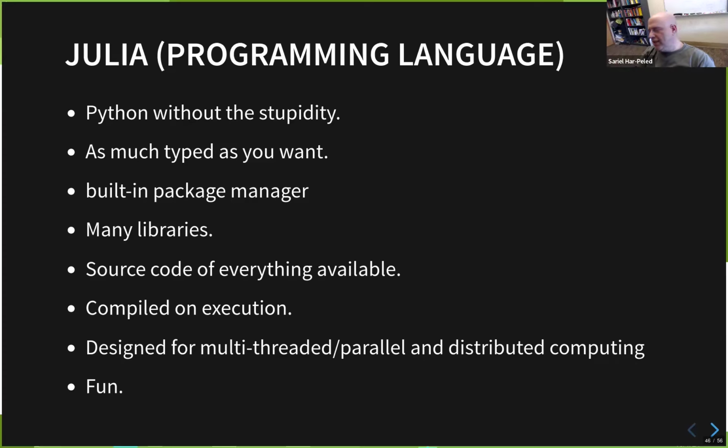Now, unlike Python, Julia is compiled on execution. Whenever you run it, the compiler takes the whole program, all the packages it uses, everything, and compiles it. It essentially uses the fact that compilers now are so amazingly fast that you don't feel the time it takes. And one nice thing about Julia is that it's designed for multi-threading and distributed computing. So it's very modern.